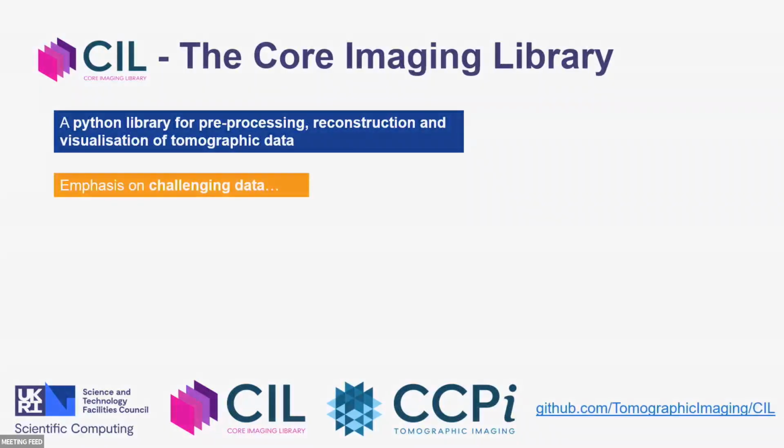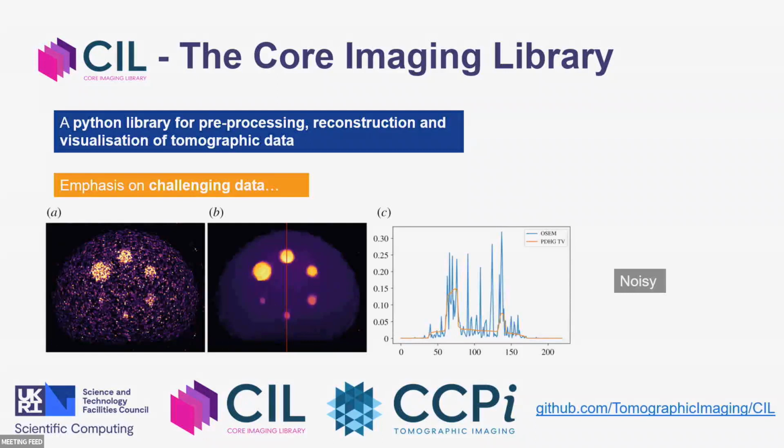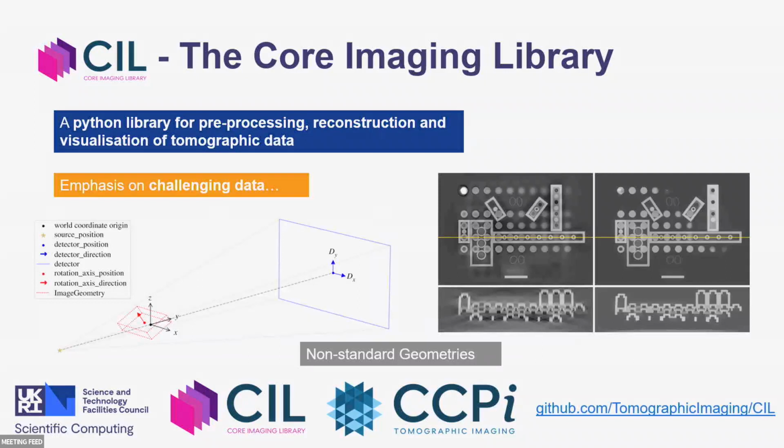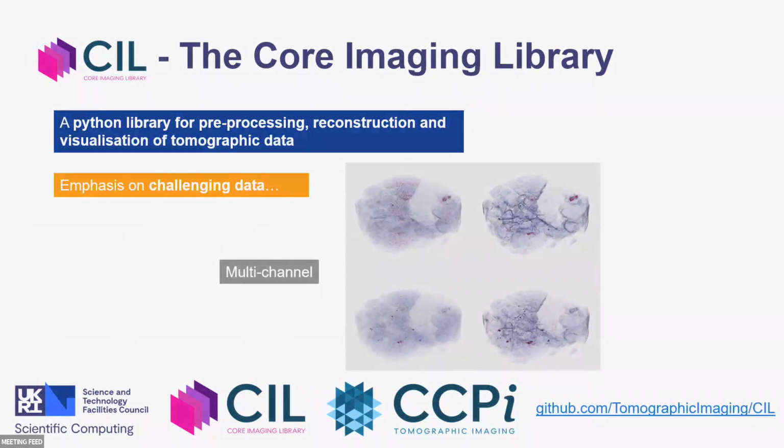So the core imaging library is CCPI's main software output, and it's a Python library for pre-processing, reconstruction, and visualization of tomography data. It has a particular emphasis on challenging data, and by challenging, I mean, for example, this could be data that's particularly noisy. It could be data where you have a non-standard setup for your scan. So in this example, a tilted axis of rotation. And CIL is also aiming to support new and upcoming technologies such as multi-channel CT.